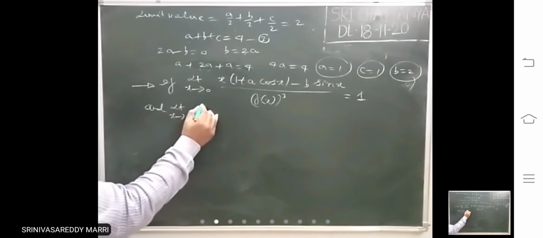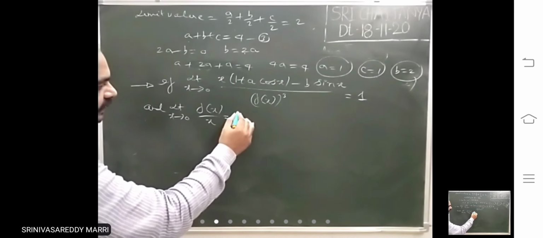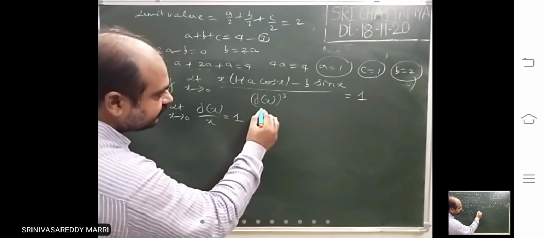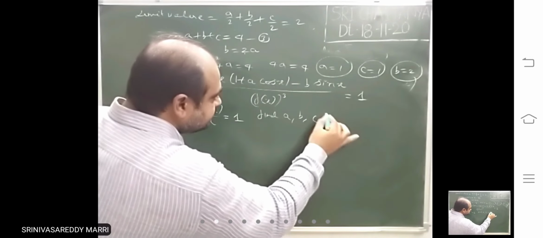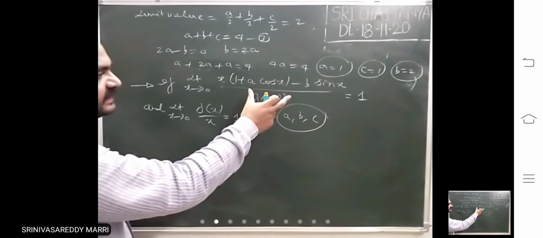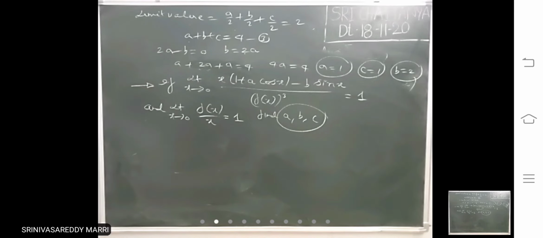And given that limit x tends to 0, f of x by x equal to 1. Find a, b, c. So this means this limit is finite. One value means what? Finite.